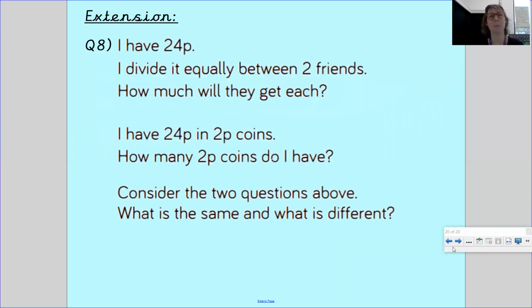And the last question. I have 24p. I divide it equally between 2 friends. How much will they get each? I have 24 coins in 2p coins. How many 2p coins do I have? So consider the 2 answers above. What's the same and what is different?